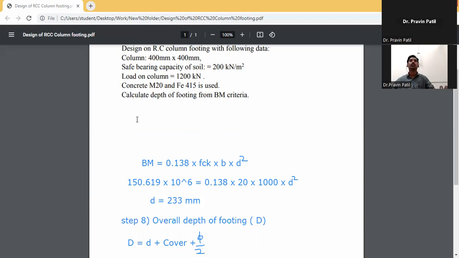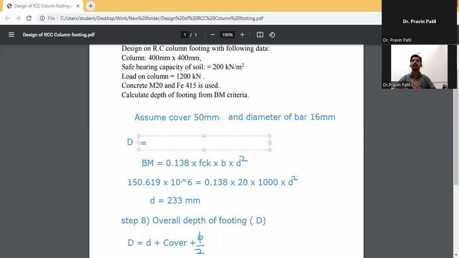So just assume cover 50 mm, and diameter of bar 16 mm. Capital D is equal to small d, it will be 233 mm. Cover is 50 mm. Diameter of bar 5 by 16, it is 8 mm.